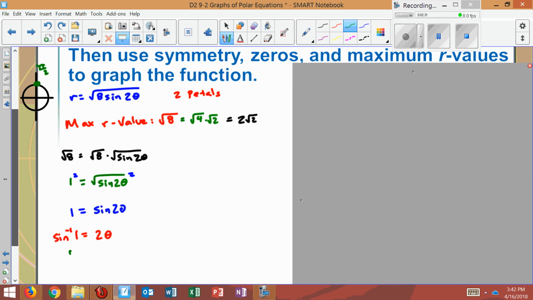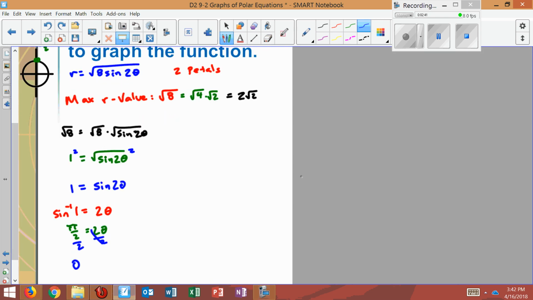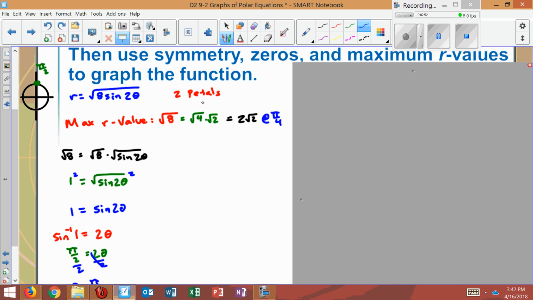So that means that pi over 2, you have 2 theta. And so when I divide that by 2, pi over 2 cut in half becomes pi over 4. This means the maximum occurs at pi over 4. So I come back over here. This occurs at pi over 4, which, since there's 2 petals, the other one will be directly across. If there's one here, the other one would be directly across because it's symmetrical.